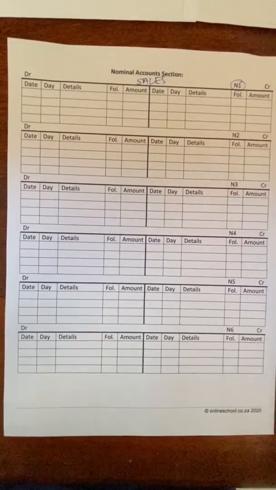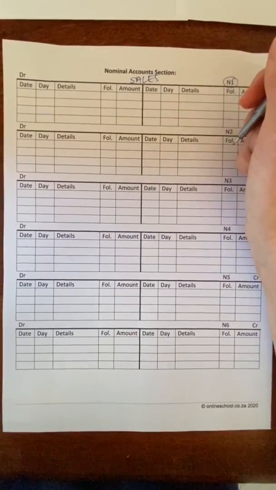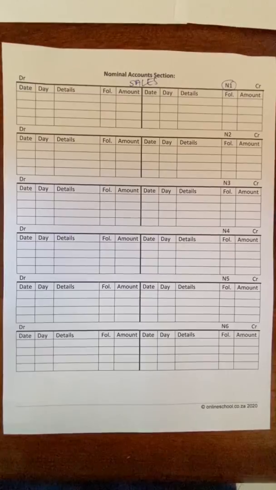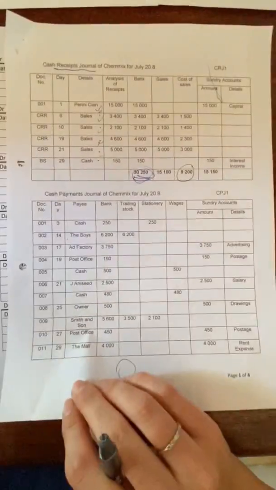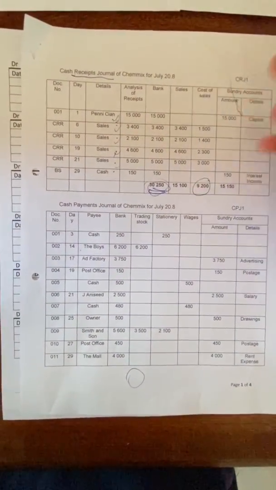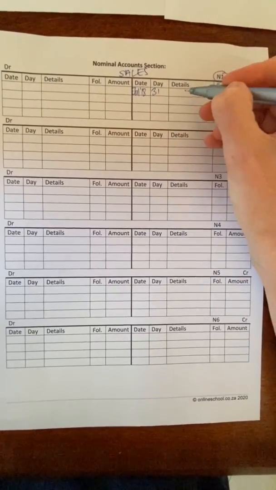So we already said on that previous sheet of paper that sales must be recorded on the credit side of the ledger because it is an income. So remember, your sales comes from your cash receipts journal, and it is a column total, so therefore it is going to be recorded on the 31st of the month. So we say it is again July 2018, it is the 31st.